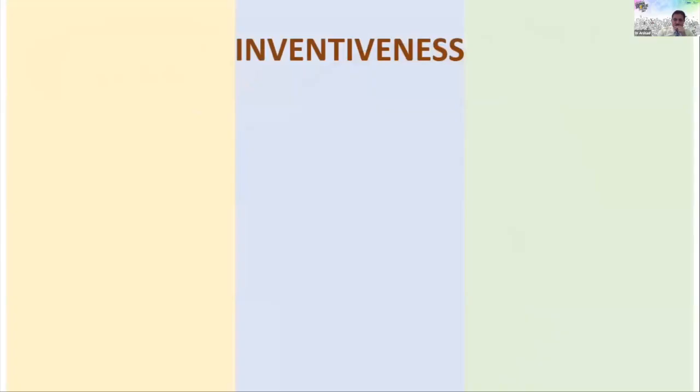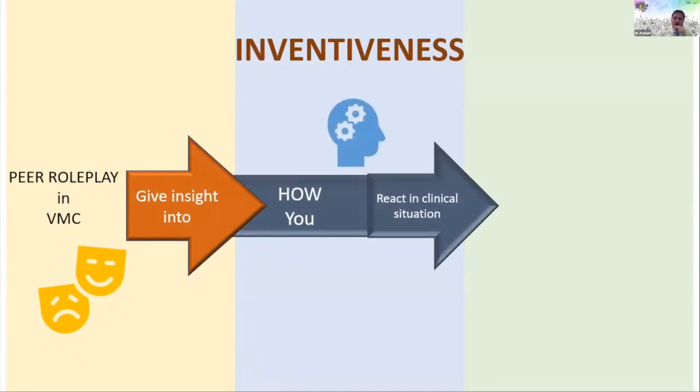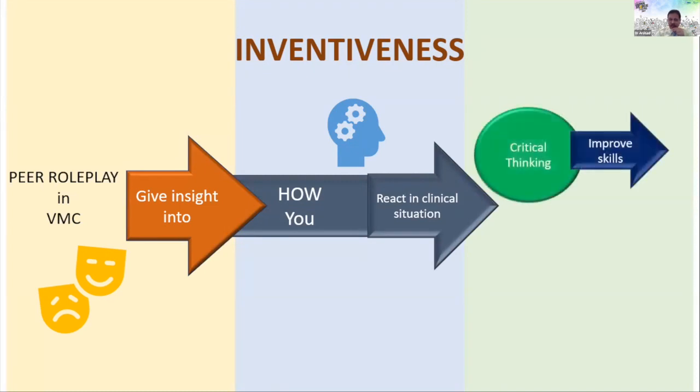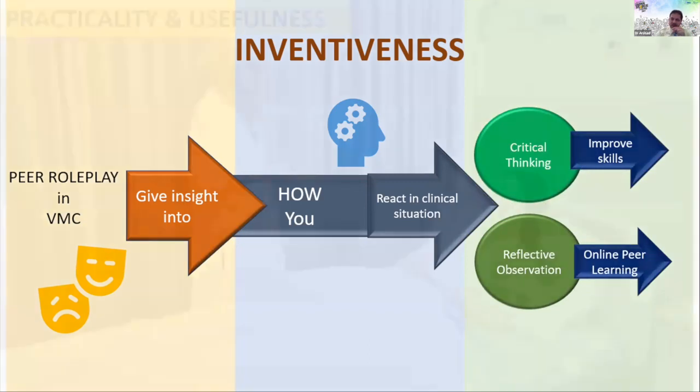So what is inventiveness in this case? So peer role play gives insight into how you react in clinical situations. The students are playing the role of a patient and the doctor, and their peers are watching this online. So they give you insight into how you can react. It also further gives you critical thinking. How can you improve your skills? And then in the end, you can reflect on whatever you have seen and discuss with your peers.